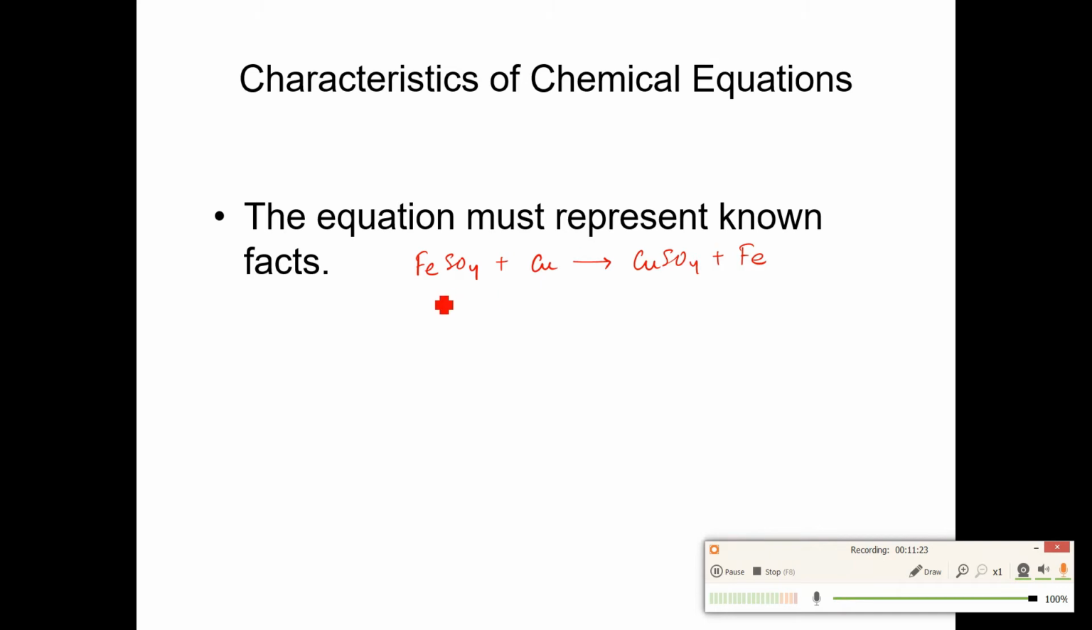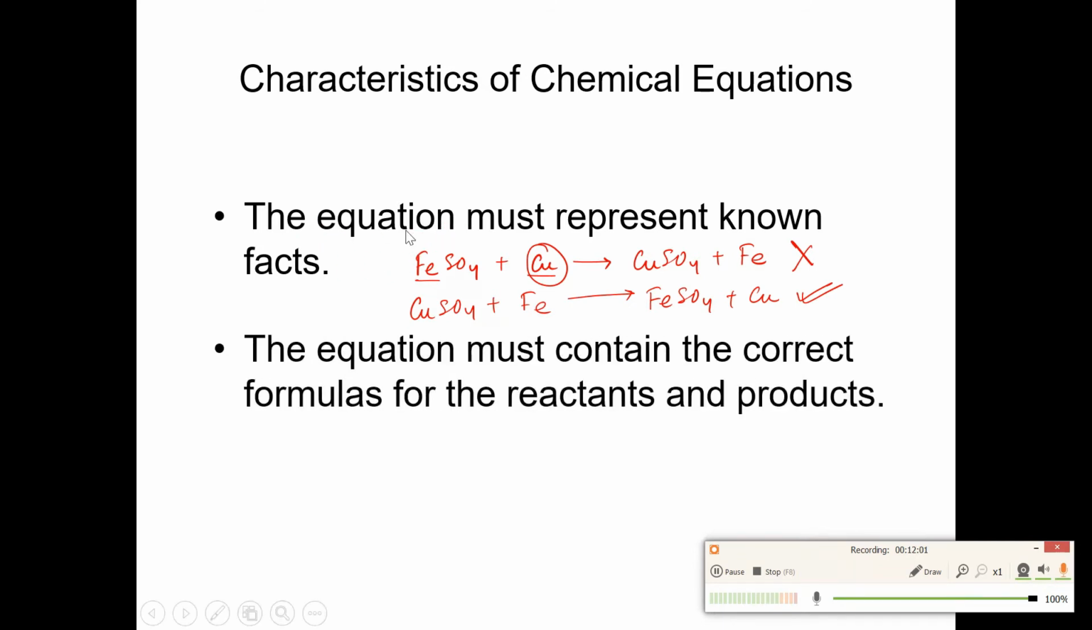So this reaction does seem to be very correct, but at the same time this reaction does not take place because copper is less reactive than iron, and this copper cannot replace iron from its salt solution. Rather, the reaction will be the other way round, where iron displaces copper from its salt solution. So even if the previous reaction seems very clear, it is not the actual way. That is why the equation must represent known facts.